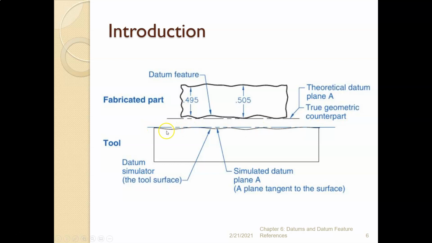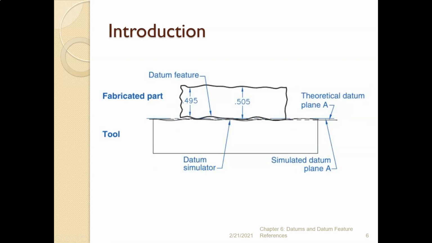Now that surface is also going to be imperfect, right? It's less imperfect. These are very, very highly precise and accurate surfaces, but it's still not a perfect surface. That's impossible to make. So we're also going to have a simulated datum plane A, right? So the actual datum, the tool surface, is called the Datum Simulator, right? And the theoretical datum plane for the Datum Simulator is the simulated datum plane A.